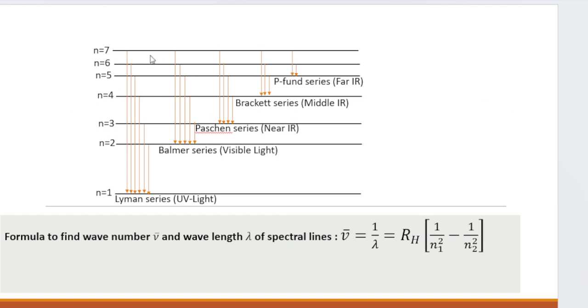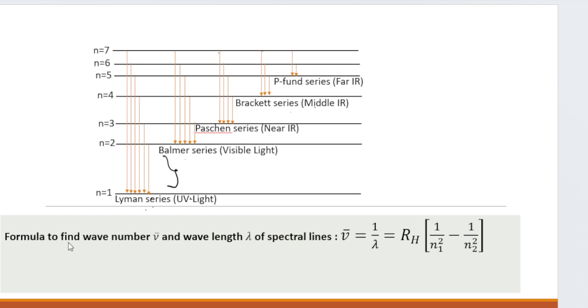This is the diagram for the line spectra of the hydrogen atom. The gap between the first energy level and the second energy level is more. The electron jumps from a higher energy level to n equals 1 in the UV region, the Lyman series; to n equals 2 in the visible region, the Balmer series; to n equals 3 in the near IR region, the Paschen series; to n equals 4 in the middle IR region, the Brackett series; and to n equals 5 in the far IR region, the Pfund series.